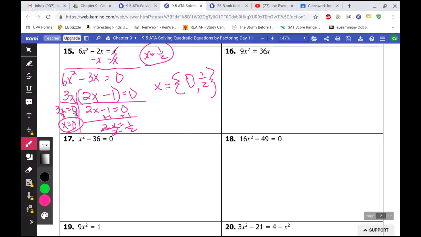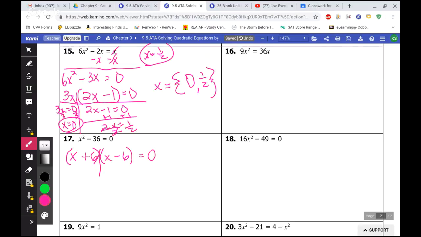Oh, okay. All right. Does anybody know what number 17 is? Is it the special factor, difference of squares? Good job, Mary Faith. It is the difference of squares. So what's the square root of x squared? X. And the square root of 36? 6. So I'm going to write that as x plus 6, x minus 6. That's the special factoring situation of the difference of squares.